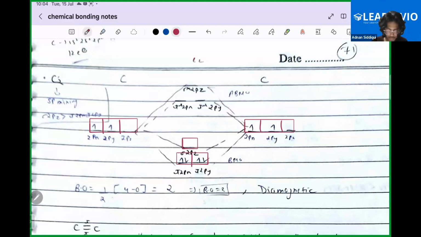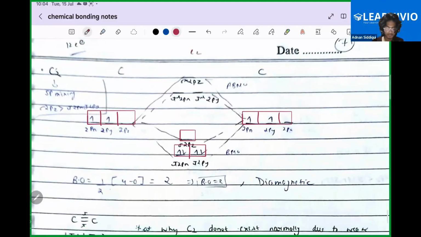So what is the bond order here? Bond order is 2. Good. And the bonds that we are having, are they pi bonds or sigma bonds? Pi bonds. Good. Is it diamagnetic or paramagnetic? The answer is written over here. You have to explain why. Okay. Just don't tell me the answer. Diamagnetic.